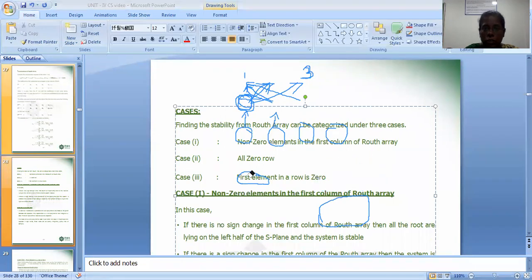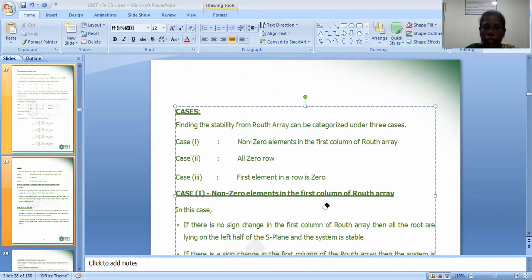Erase all these things. Let me erase all these things. Right. So the next is we'll have to check what are all the things we have here, right? Okay. Now, in this Routh array we have 3 cases here, right?